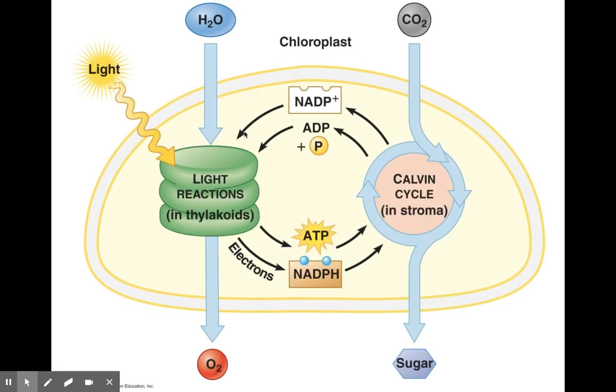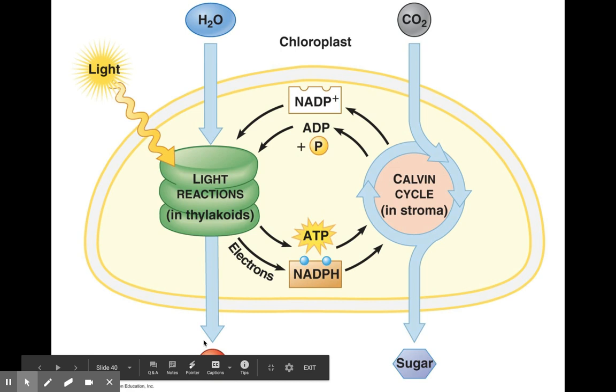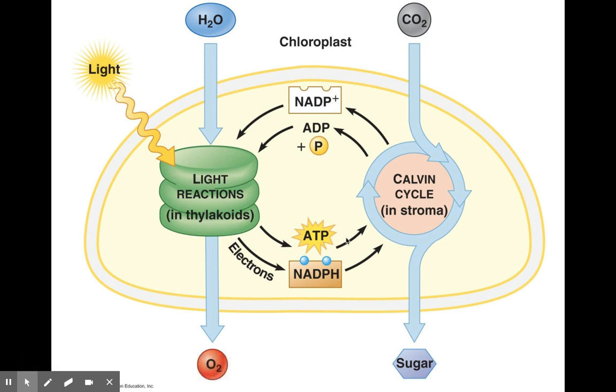So after all of this, the ATP and the NADPH is going on to the Calvin cycle, and then the waste product of oxygen is released. So water is used in the light reactions. Light is used in the light reactions. The light reactions create ATP, NADPH, and oxygen.